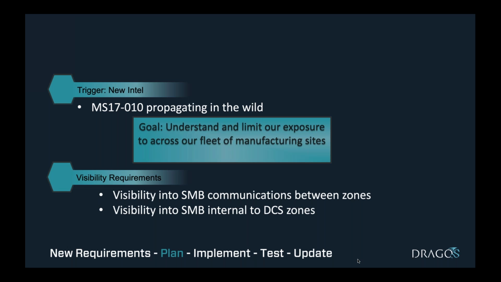So from a visibility requirements perspective, what we're really driving into this planning phase is the idea of, in this instance, one, visibility into SMB communications between zones. So moving from the corporate or business network into the operations network, as well as visibility into SMB communications internal to, say, a DCS, and being able to understand not just the versioning of SMB communications that's occurring there, but also malicious use of SMB.